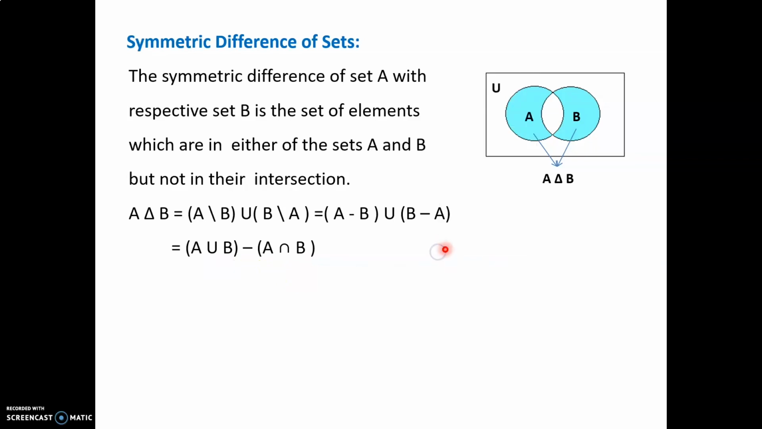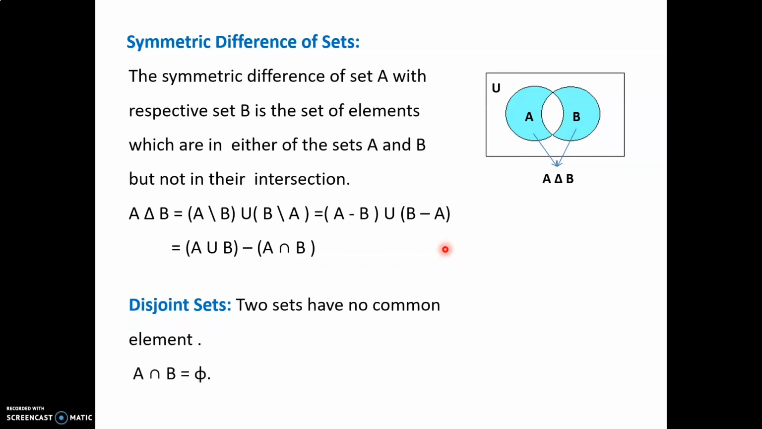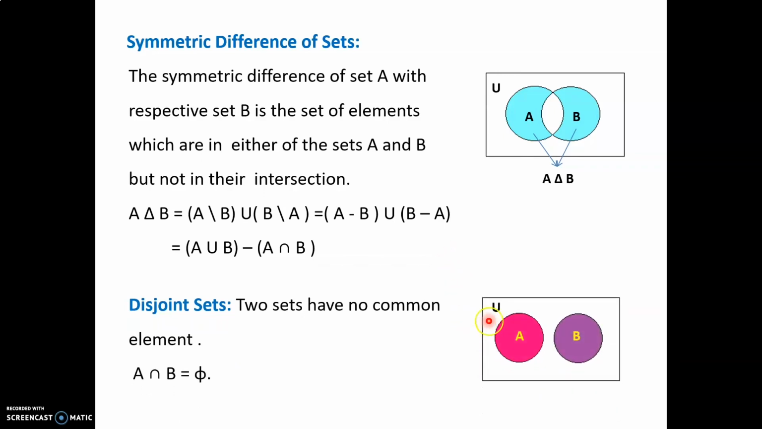Okay, let us go to the disjoint sets. If U is the universal set of college students, A is the set of boys and B is the set of girls, then there will be no common elements between set A and set B. Hence, we can say that set A and set B are disjoint sets because there are no common elements between A and B, and the intersection is denoted by phi, that is, the empty set.